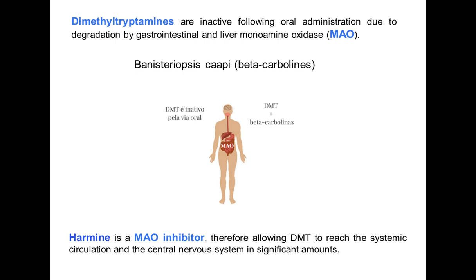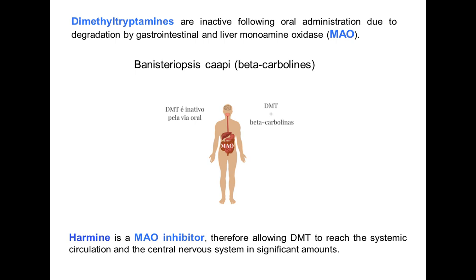But harmine seems very important for these DMTs to reach the brain, because during the rituals, the people drink this tea, this mixture that we call ayahuasca, and if there was no harmine in this mixture, the DMT was going to be inactivated by the liver monoamine oxidase, the enzyme, right? And then the DMT was not able to reach the brain and cause the effect. So this was the mainly believed role of harmine in this mixture.